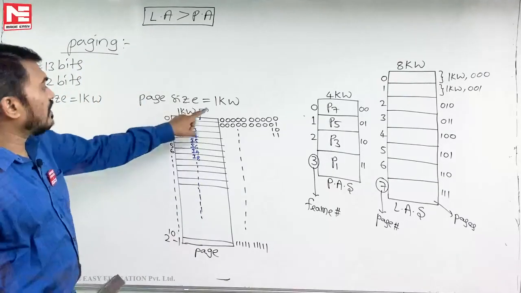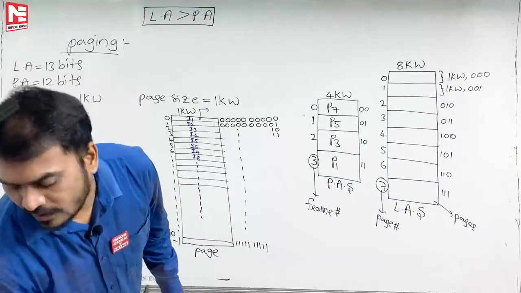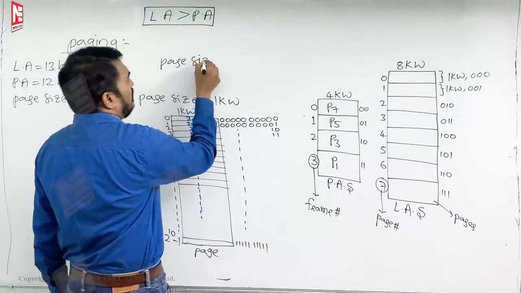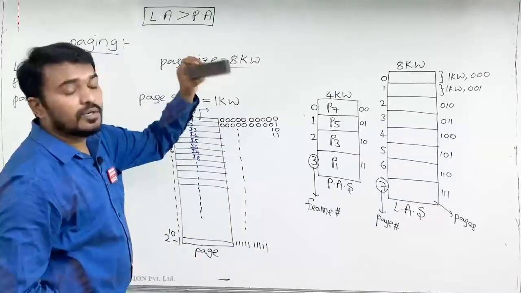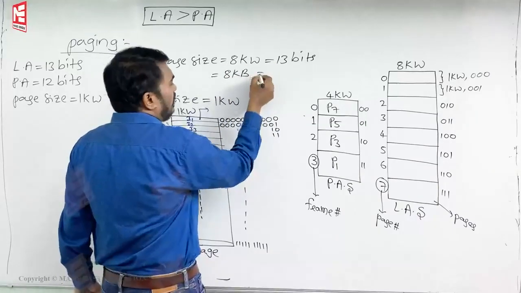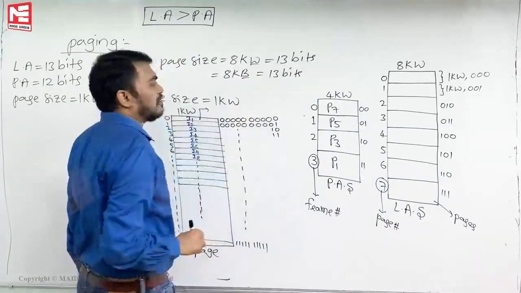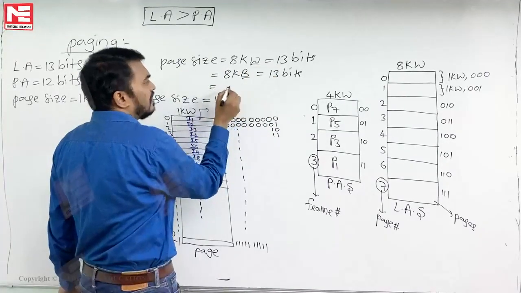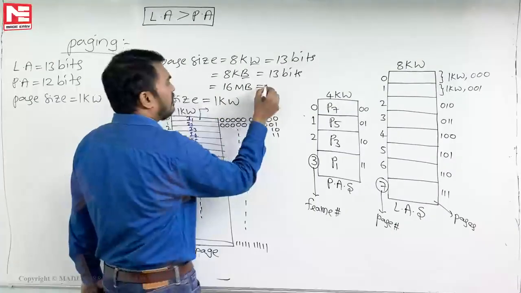So I'm repeating: what is the page size? 1 kilowords. To represent 1 kilowords of page, how many binary bits are required? 10 binary bits are required. Now if the page size is 8 kilowords, how many bits are required? 13 bits. If the page size is 8 kilobytes, how many bits to represent every word or every byte? Same, 13 bits only. This is just a representation, there is nothing else to do with it. So 8 kilo is 2 power 3, 2 power 10, 13 bits. If the page size is 16 megabytes, how many bits are required? 2 power 4, 2 power 20, 24 bits required.